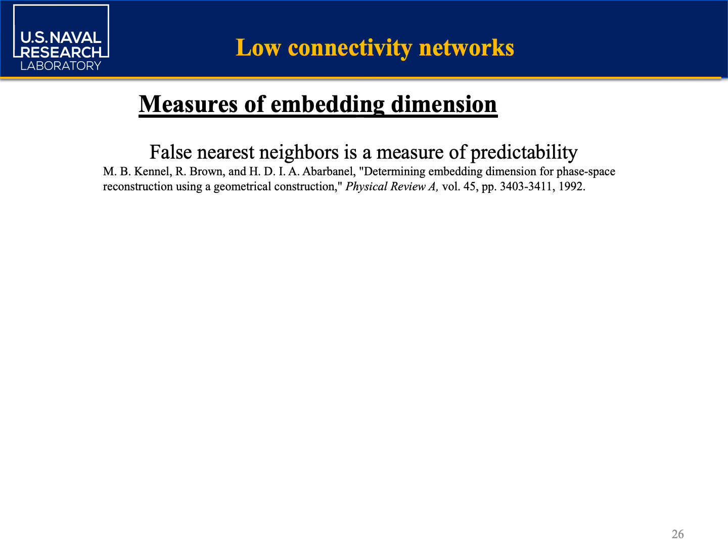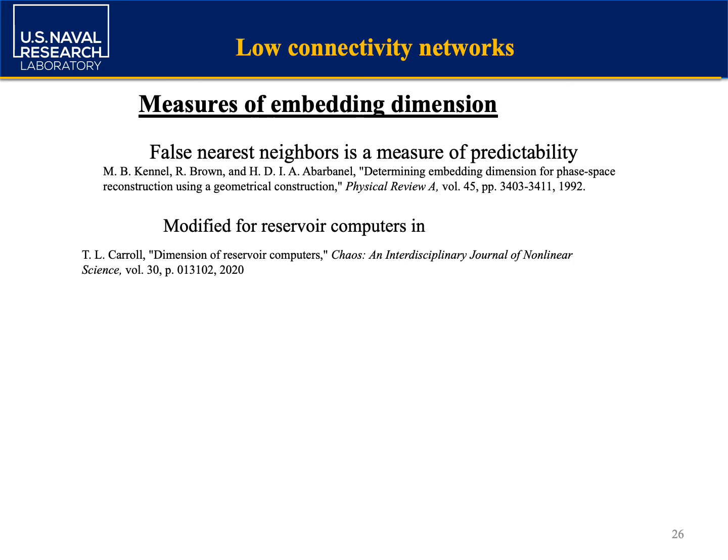So there are a couple ways I can measure embedding dimension. False nearest neighbors is a measure of predictability. If I embed a signal in d dimensions, can I predict that signal in d plus 1 dimensions? I modified that for the reservoir computers. I'm not doing a delay embedding here. Instead, for my signal components in d dimensions, I'm taking individual node signals.